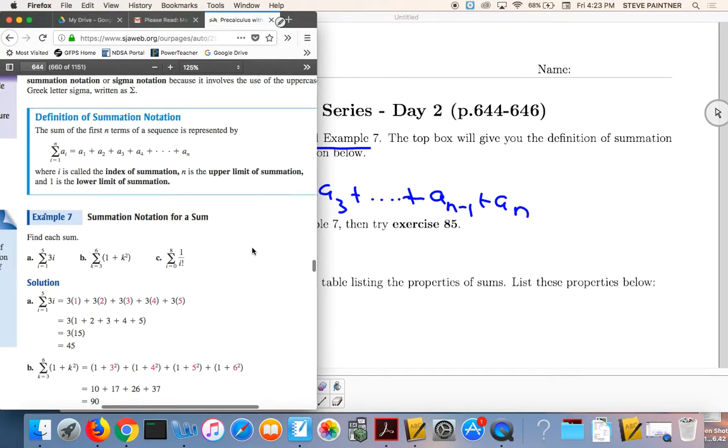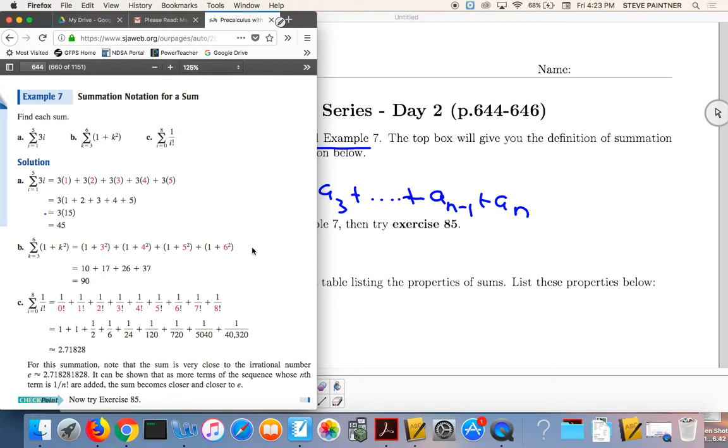So, example 7 is just showing us how to do sums of a few different sequences. Like the first one, it's the sum from i equals 1 to 5 of 3i. So the rule for the sequence there is 3i. So when they're finding the first 5 terms, the first term is 3 times 1, the second term is 3 times 2, the third term is 3 times 3, fourth and fifth, and so on. And you can see how, again, they're just adding here. It's no big deal. The purpose of this example is just to get you used to the notation.